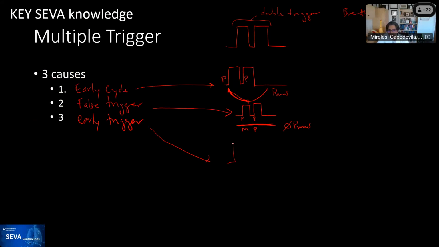And then the last one is early trigger, where what you would say is a mandatory breath, meaning that it's triggered by the machine, and then rapidly afterwards you see another, and there's a patient. So it's mandatory followed by patient. And this is an early trigger. You'll see a little bit more of the examples. But just remember, whenever you see two breaths together or more, you have to think: is this early cycle, false trigger, or early trigger? It can be one of those. And this is important because of what you're going to see in a second.